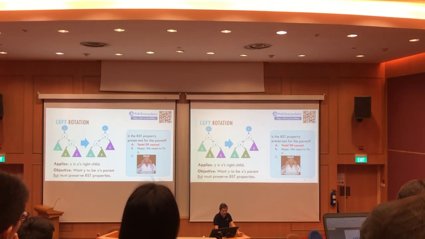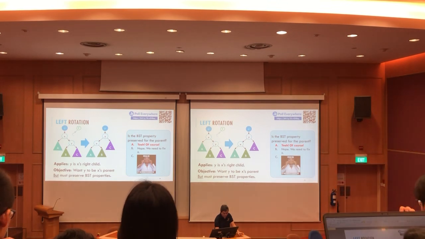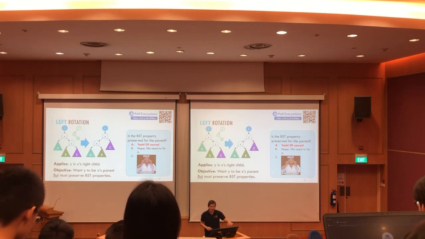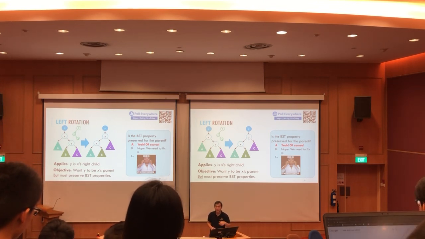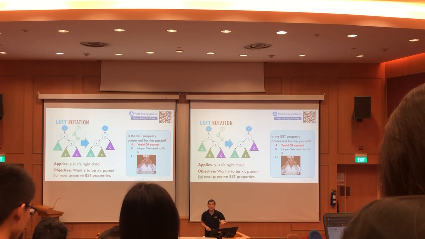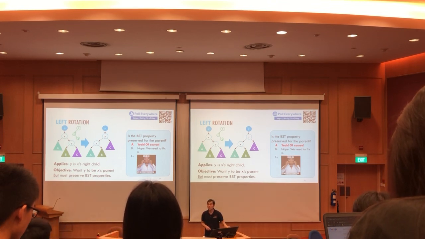It's either that x is going to be the parent's left child. After you do the rotation, is the property you need preserved? Yes, because x and y will definitely be less than the parent's key. After you do the rotation, nothing has changed. Both of them are still less than the parent's key. They're still in the left subtree.